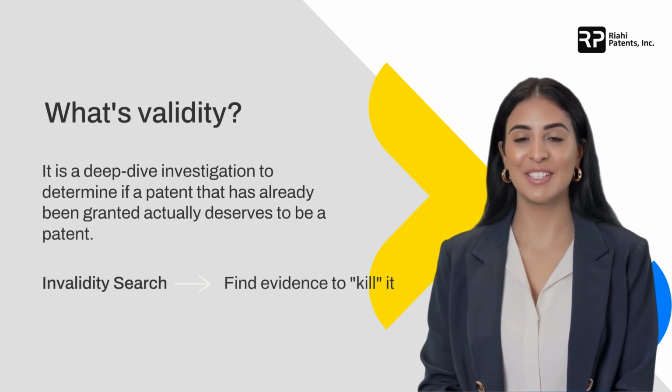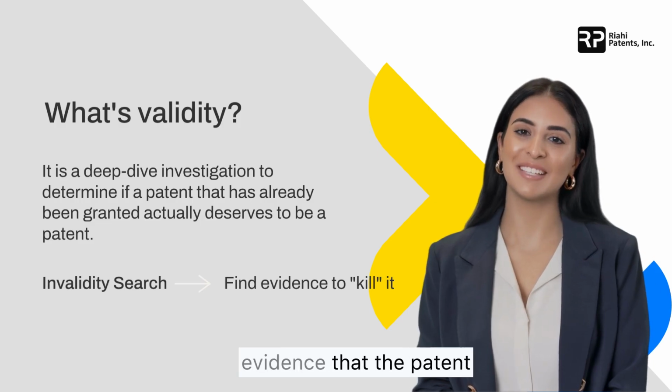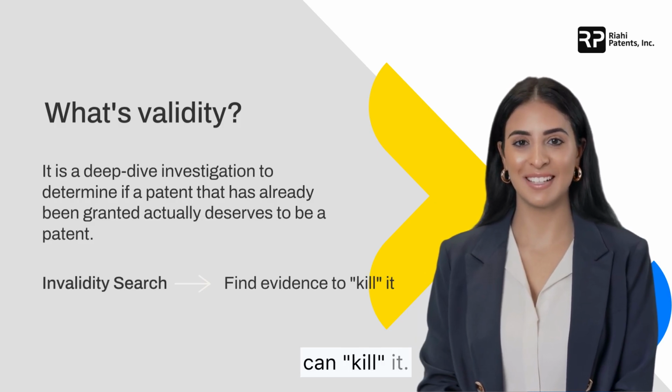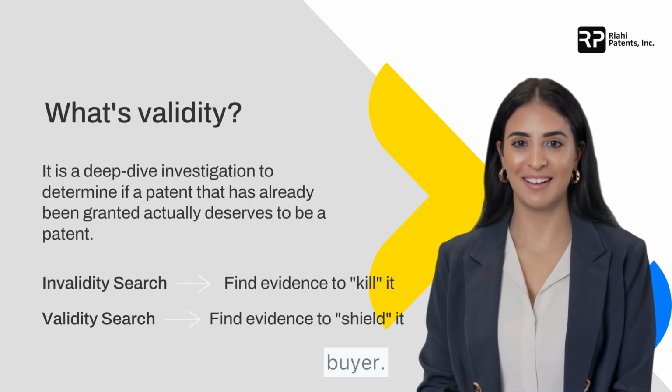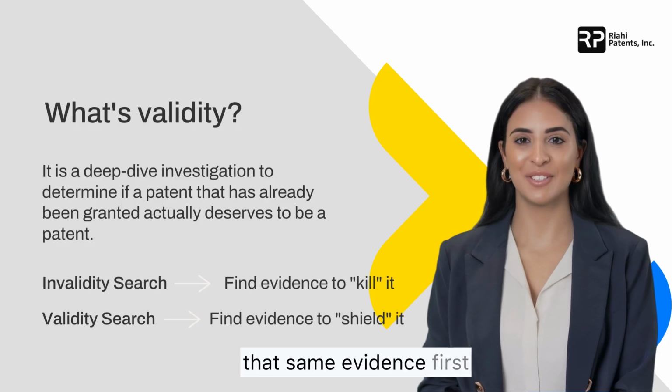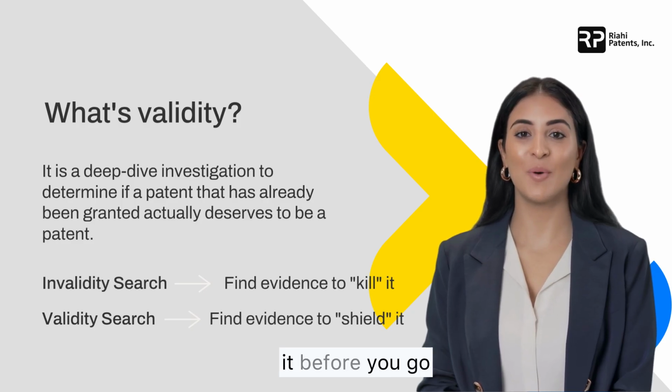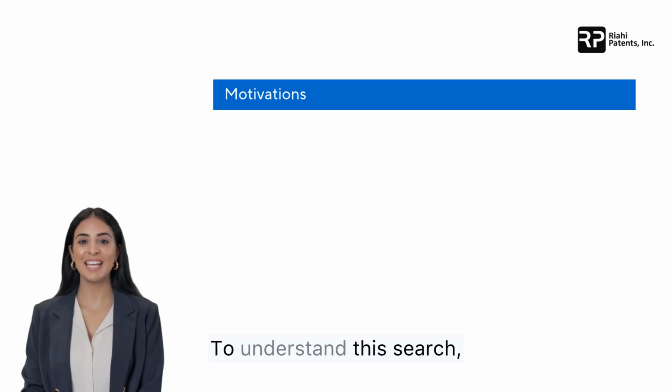Invalidity search: you are the attacker. You want to find evidence that the patent is weak so you can kill it. Validity search: you are the patent owner or a potential buyer. You want to find that same evidence first to see if your shield has cracks in it before you go into battle. To understand this search, you have to look at the motivations behind it.